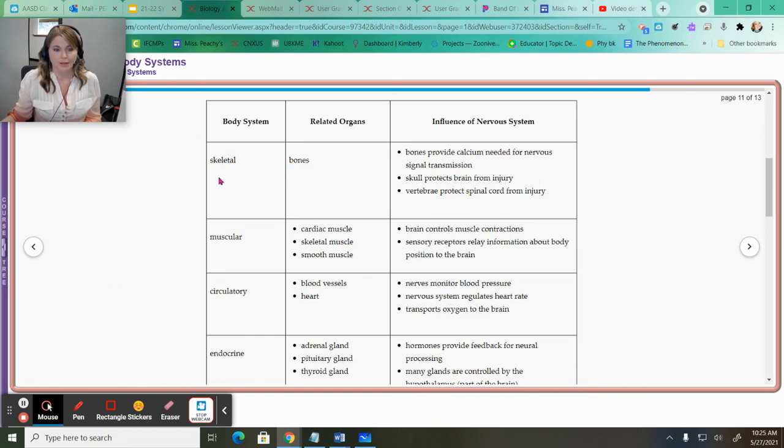So, for example, you have our skeletal system, and bones provide calcium needed for nervous system signal transmission. One of the things that is really necessary in order to transmit your nervous impulses is calcium. It's an ion that is needed, so your bones actually provide that. The skull protects the brain. The vertebrae protect the spinal cord from injury. So the central nervous system is largely protected by a lot of very strong bones.